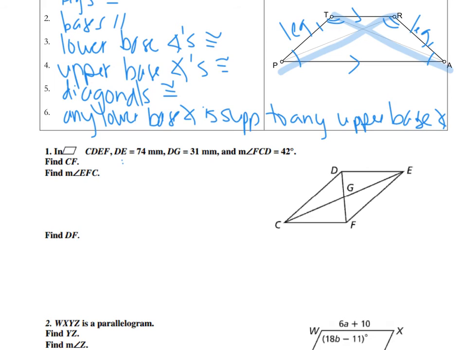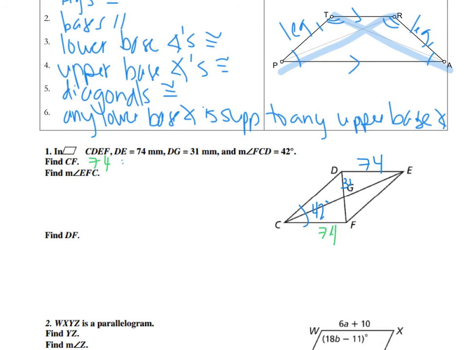Okay, so this little shape right here means a parallelogram. So it says, in parallelogram CDEF, DE is 74, DG is 31, and FCD is 42 degrees. Again, mark your diagrams. So first it says find CF. Well, in a parallelogram, opposite sides are congruent. So if DE is 74, then CF is also 74.